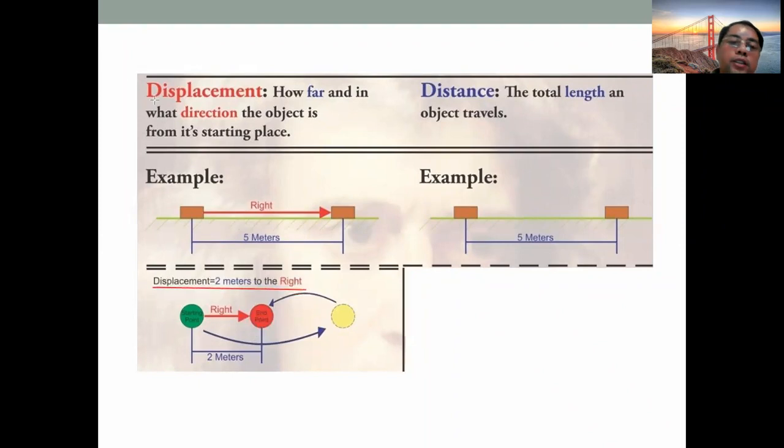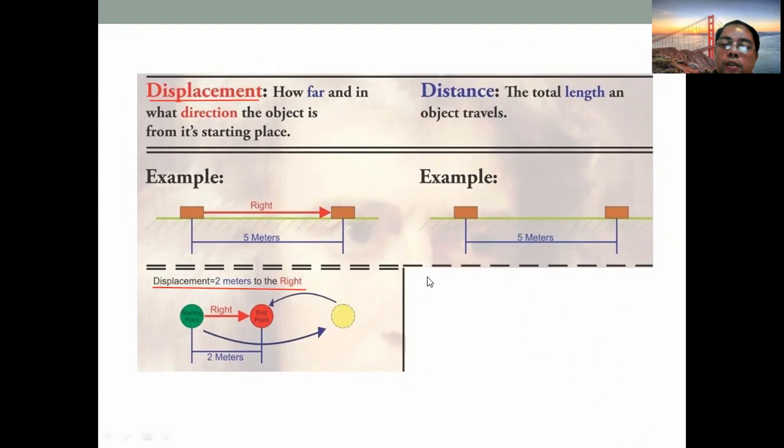That's now the displacement of the object, the final displacement after considering situation number 2. But the question is, is that 2 meters to the right displacement the same as the total distance of the object?